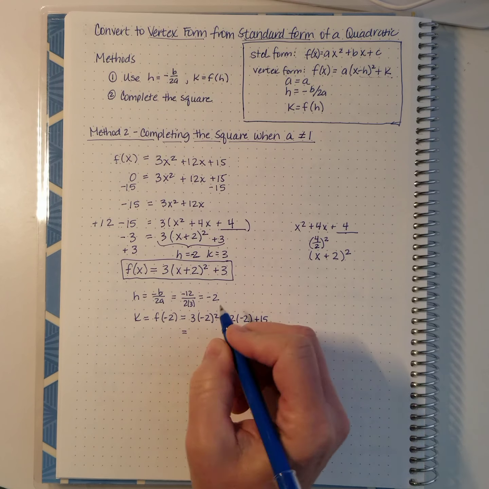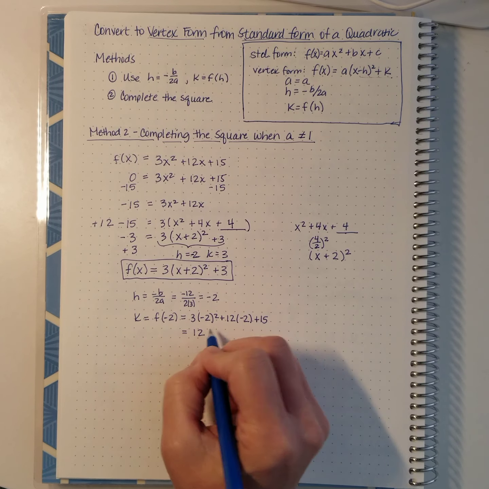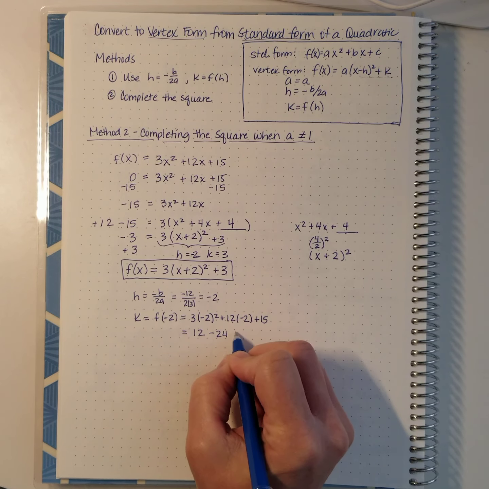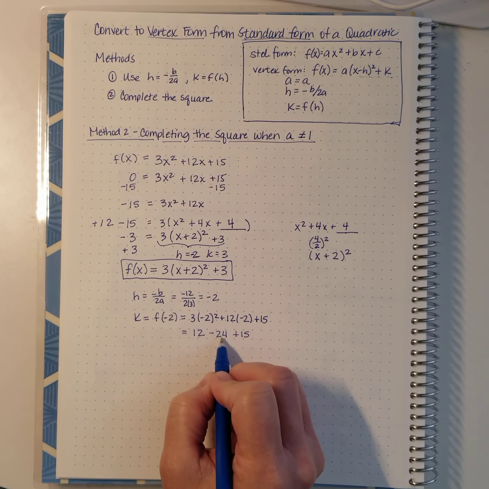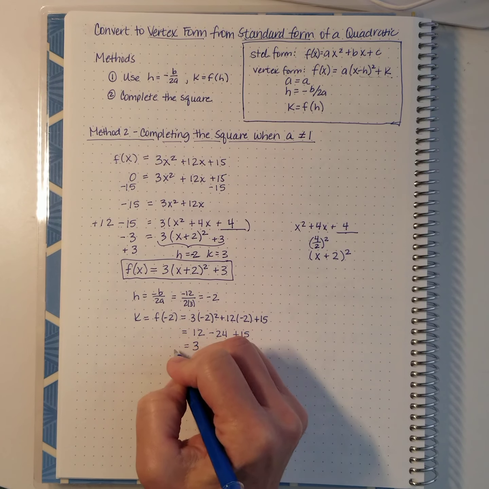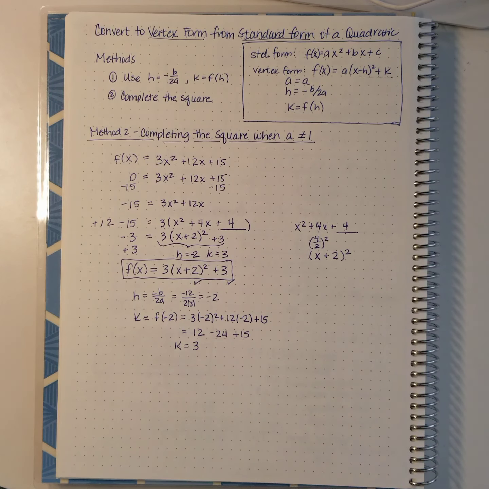And that's going to be 3 times negative 2 squared, which is 3 times 4, that's 12. 12 times negative 2 is minus 24, and then plus 15. So 12 minus 24 is negative 12. Negative 12 plus 15 equals 3. And yep, that's what we got. That's how that works.